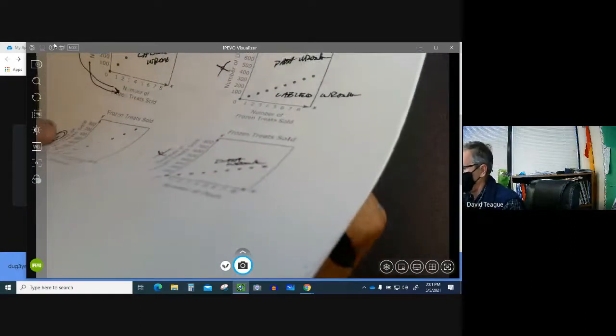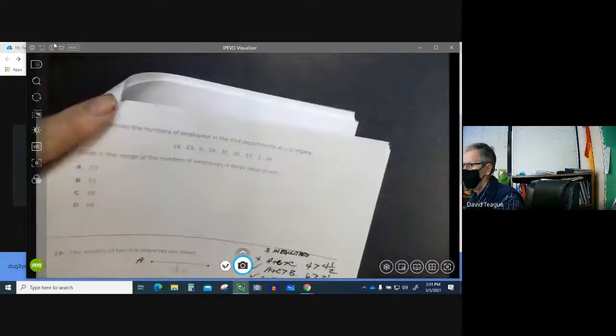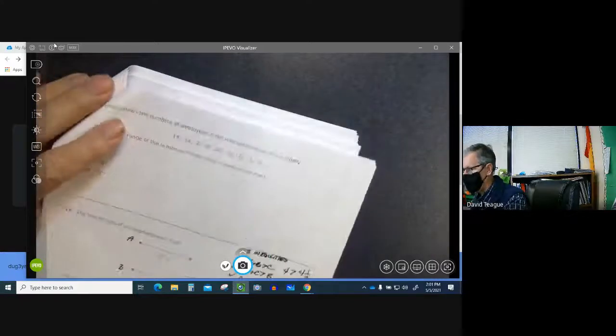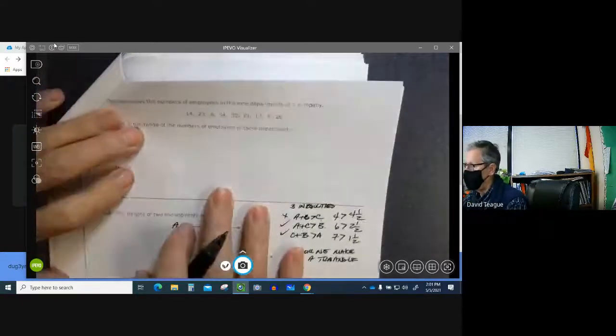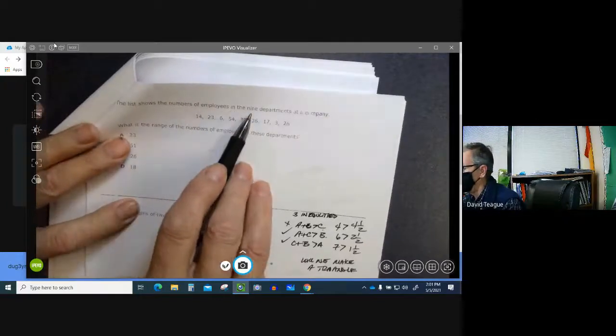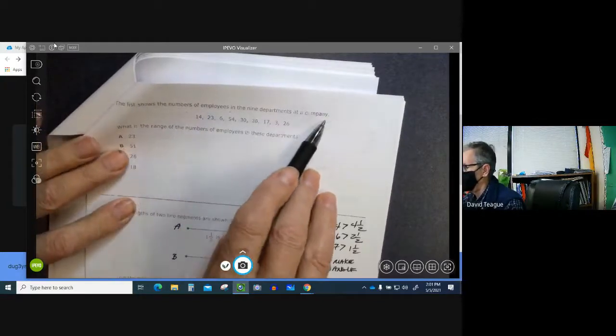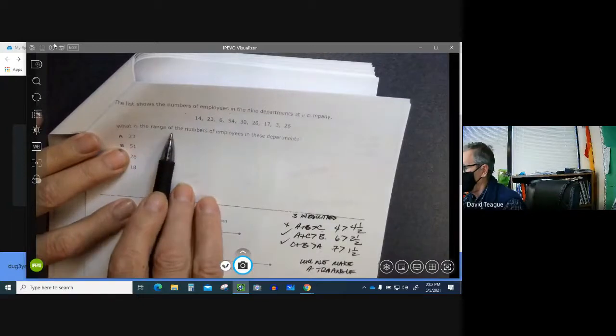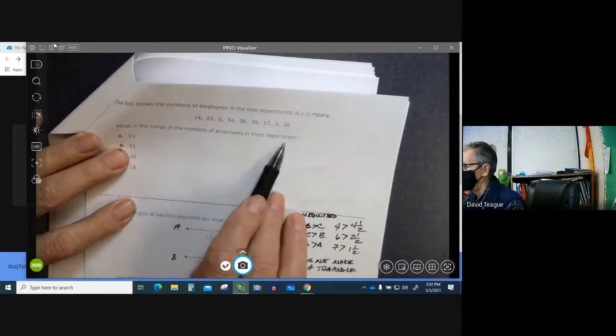Okay. So that was 27, right? 25. Go back a page maybe. Yep. Okay. So top of the page at 21, we have number 25. The list shows the numbers of employees in the 9 departments at a company. What is the range of the numbers of employees in these departments?